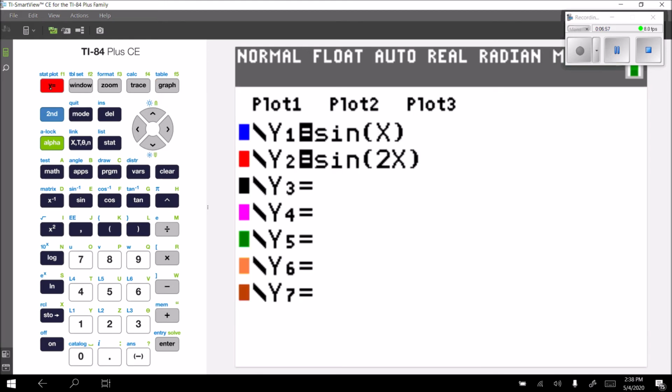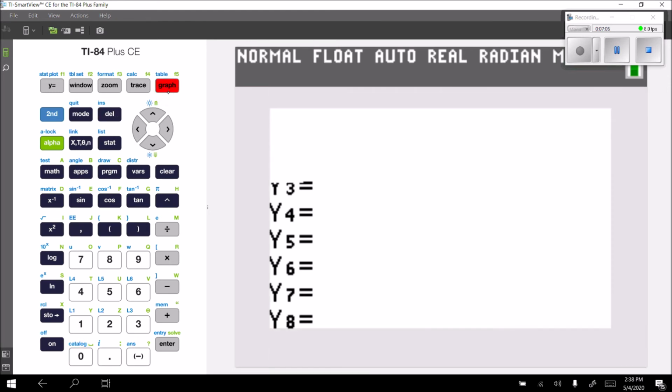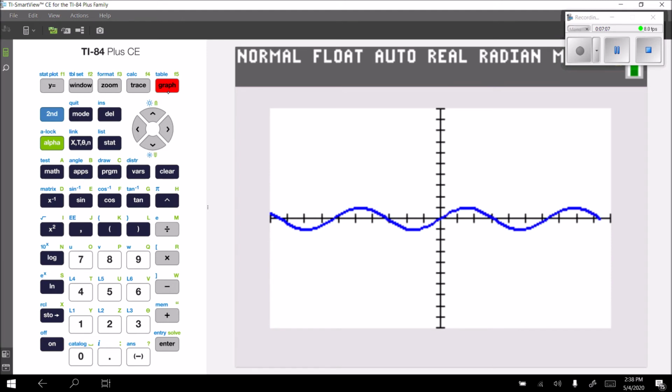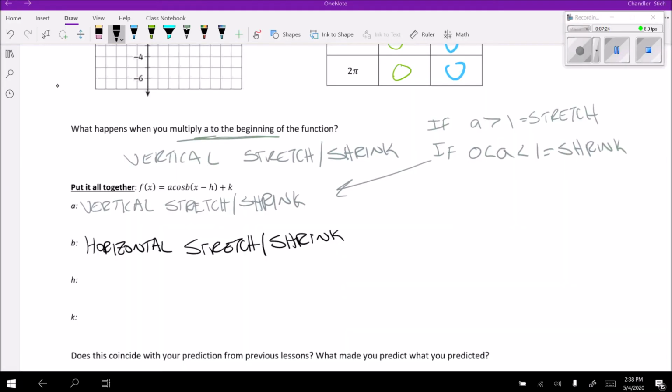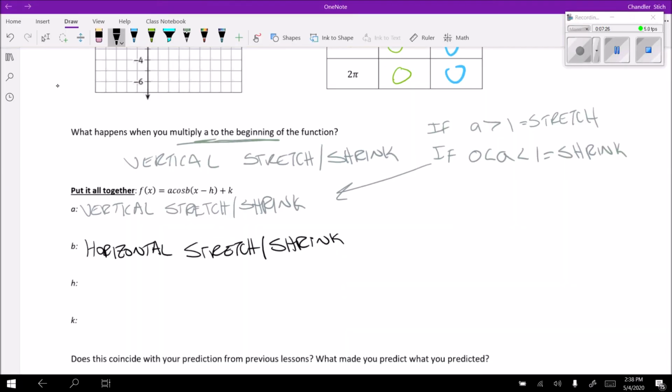You could really kick this to the extreme too. You can do 10x. Here's sine of x. Here's sine of 10x. Kind of fun, you could fool with that. But what do you notice? It's either cramming together or it's spreading out. So what you have is a horizontal stretch or shrink, which we've kind of talked about before on other things.